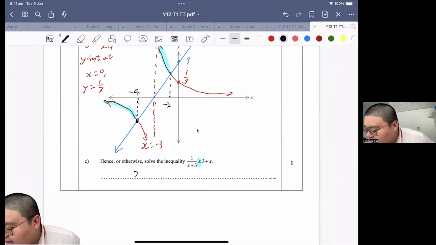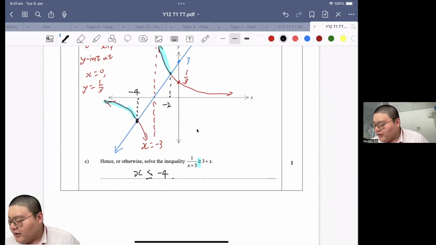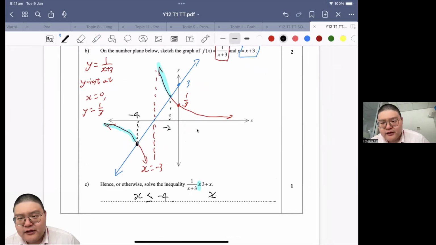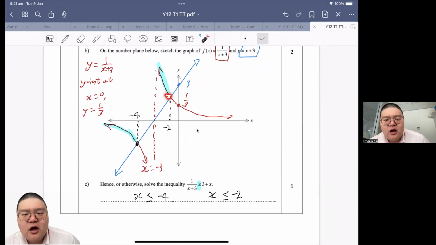So now we say when x is less than or equal to negative 4, or when x is definitely less than or equal to negative 2, because we're including this point. But what do we realize here? When do we have to stop?